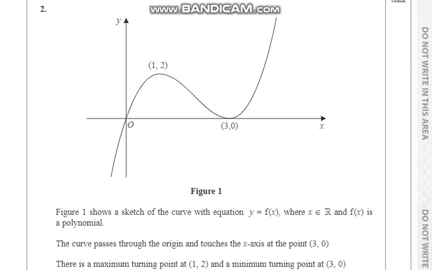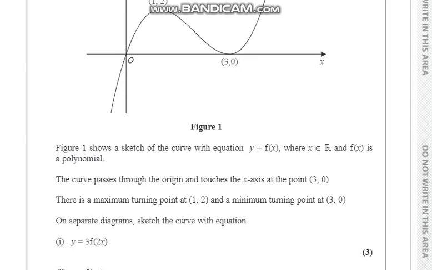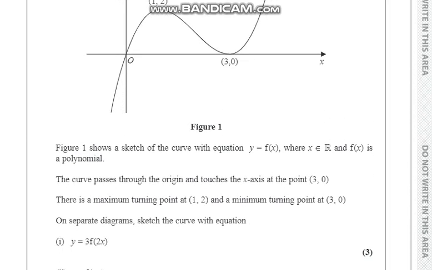Figure 1 shows a sketch of a curve with equation y equal to f of x, where x is all real numbers and f of x is a polynomial. The curve passes through the origin and touches the x-axis at the point (3, 0). Okay, that's here. And there is a maximum turning point at (1, 2) and a minimum turning point at (3, 0).